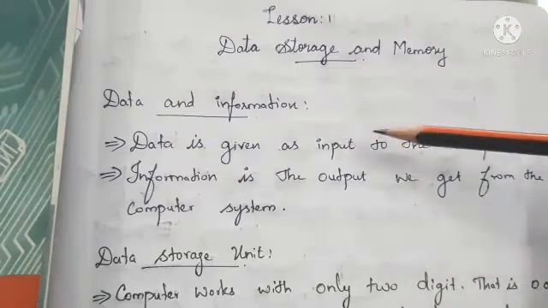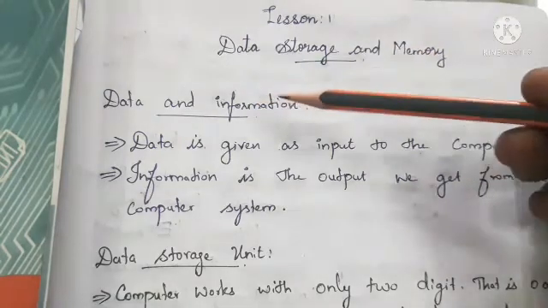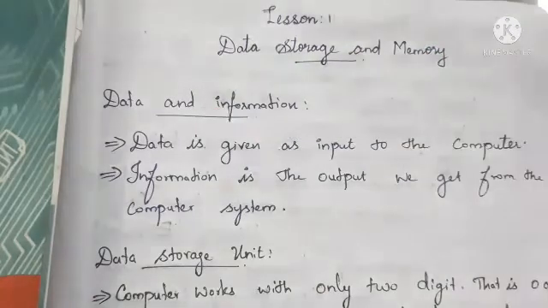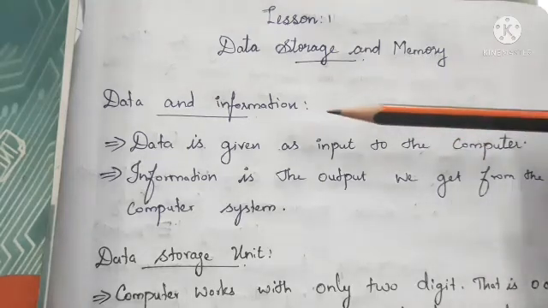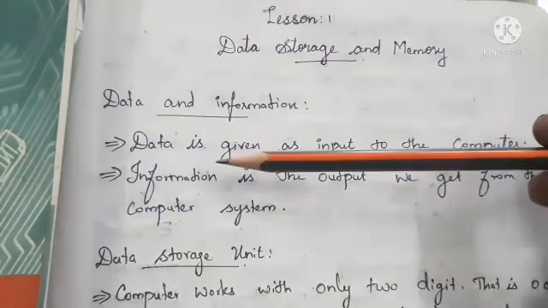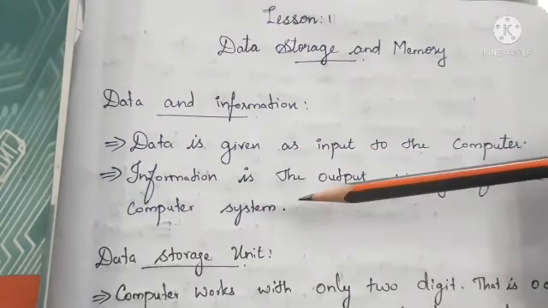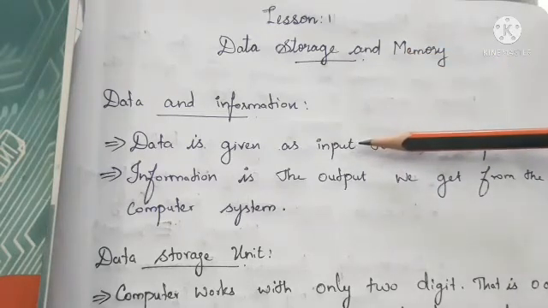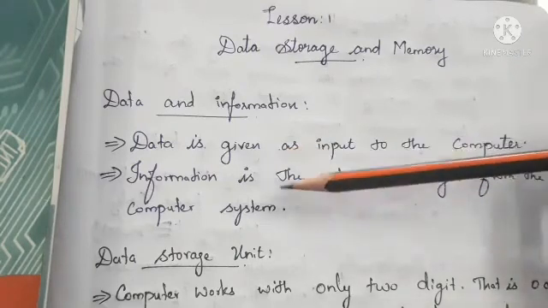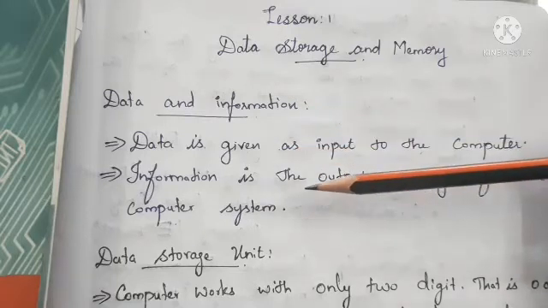If I teach you like this, it will be easy to understand and you can write the test easily. Under the first topic, data and information: what is data? Data is what is given as input to the computer. What is information? Information is the output we get from the computer system. Have you understood what data and information are? Data is input to the computer, and information is output from the computer.